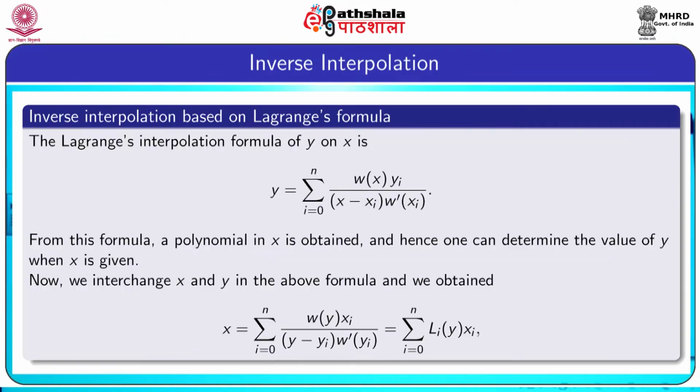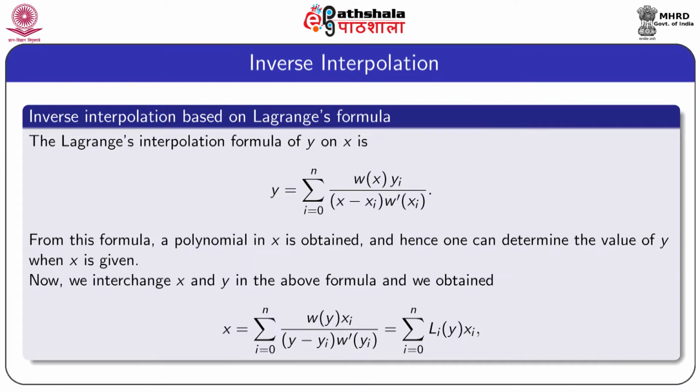First, we consider the inverse interpolation method based on the Lagrange formula. The Lagrange interpolation formula of y on x is y equal to summation i equal to 0 to n of w(x) into yi, whole divided by (x minus xi) into w dash at xi. From this formula, a polynomial in x is obtained, and hence one can determine the value of y for given values of x. Now, we interchange x and y in the above formula.